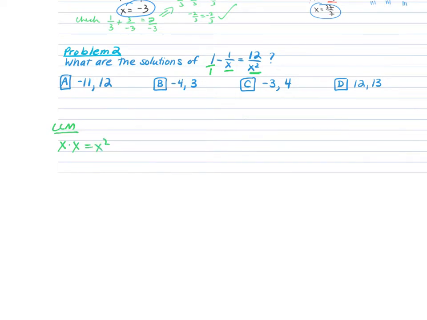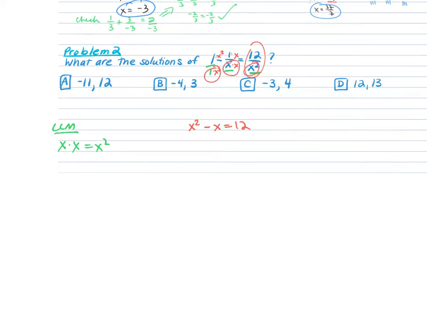So we're going to multiply this by x squared. That one needs an x squared. This one only needs an x, and this one doesn't need anything. So this is going to be x squared minus x equals 12. Okay, and we're just taking the numerators, right? Because the denominator is x squared, x squared, x squared.